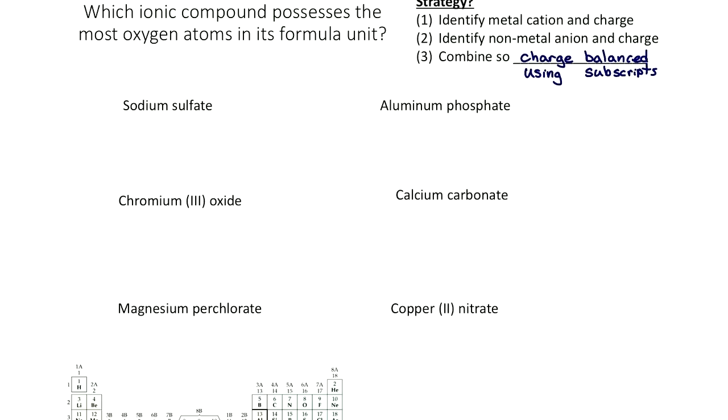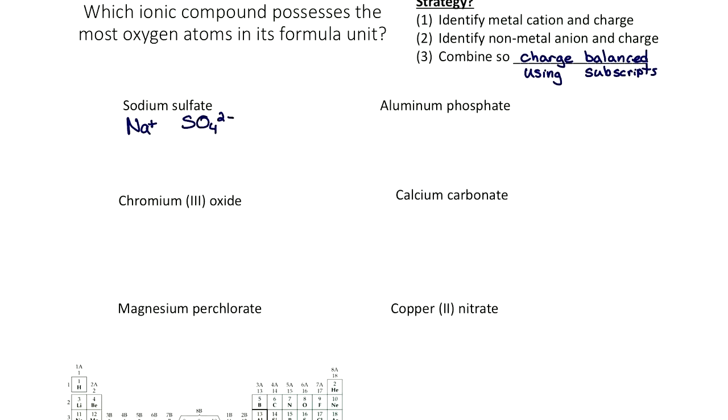We are given the name. I like to identify the full formula and charge of the cation, the full formula and charge of the anion, and I make sure that everything's charge balanced when I bring in the subscripts. So, sodium, what is that cation? Na what? Plus, because it's group 1A. Sulfate is one of our polyatomics. That is SO4, 2 minus.